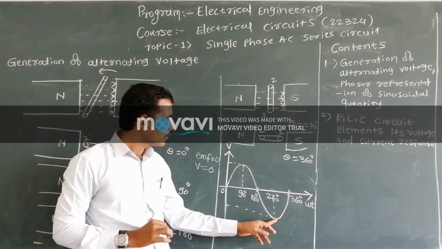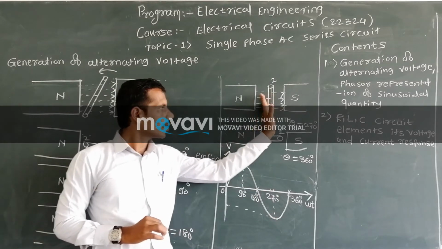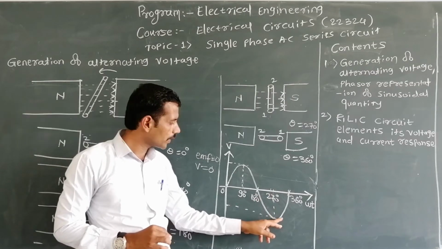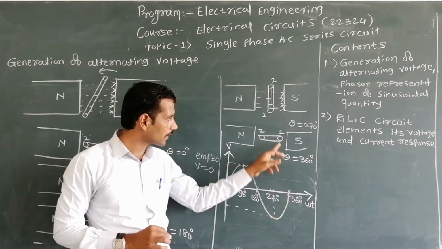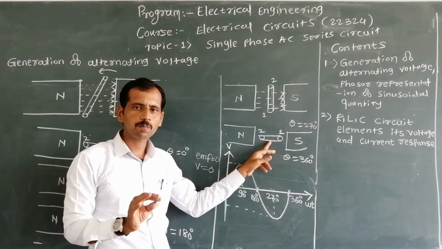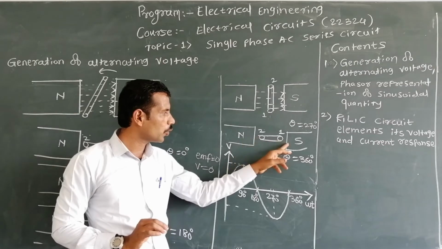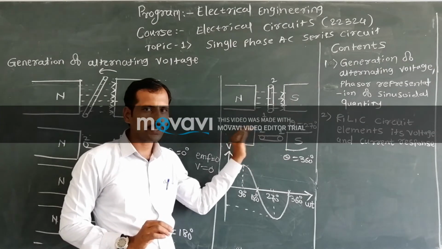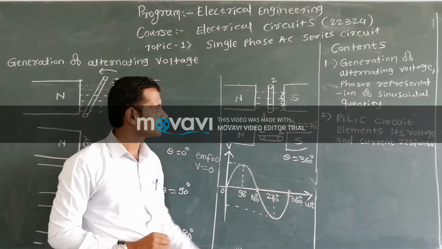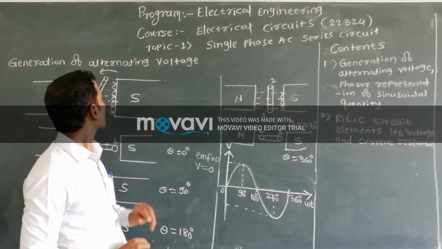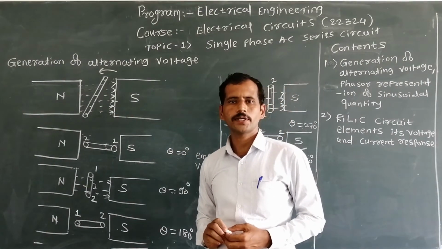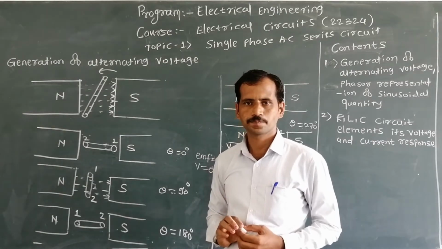Means again, as the conductor is rotating in a counterclockwise direction, flux cutting decreases from 270 degree, induced voltage decreases. At theta equal to 0, it will become 0, because at theta equal to 0, again conductor and flux both are in parallel. So EMF will be 0. So in this way, we have studied generation of alternating voltage by a single conductor.